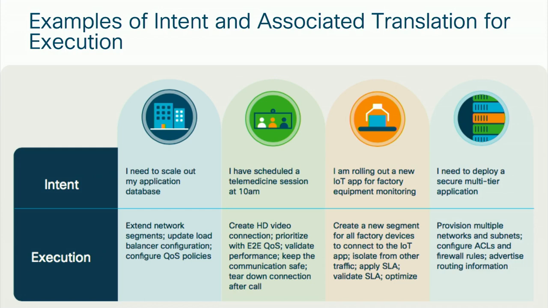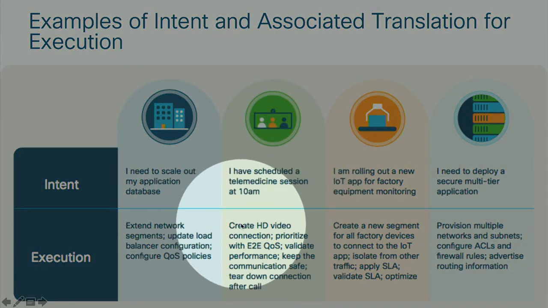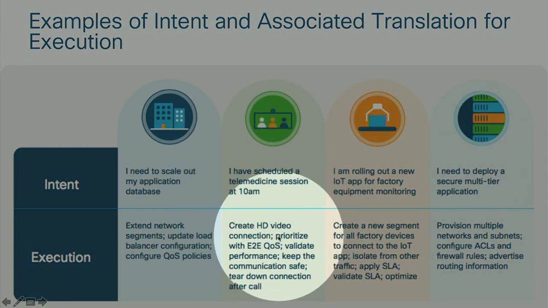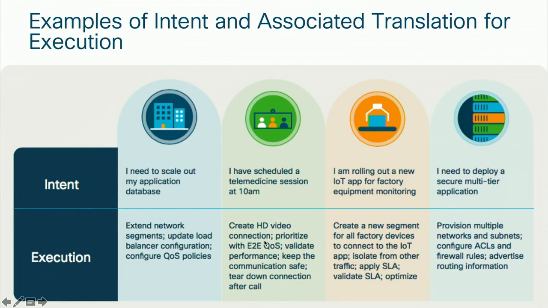That's a very simple intent. It's something that a human understands really easily, right? Now that gets mapped into, on the bottom here, I want to create an HD video connection. I want to prioritize the traffic end-to-end via QoS. I want to validate the performance is what it should be, with the required network bandwidth and low latency and so forth. I want to ensure the communication is safe via encryption. And at the end, I want to tear all that down.